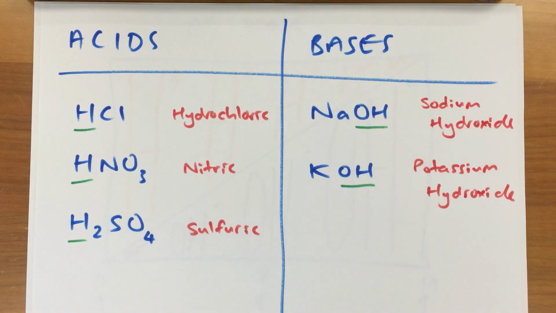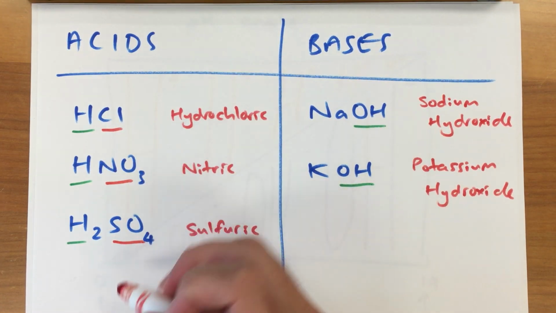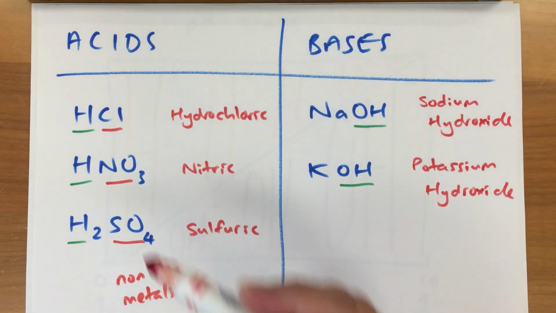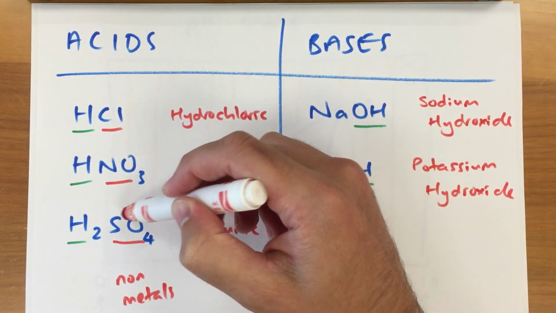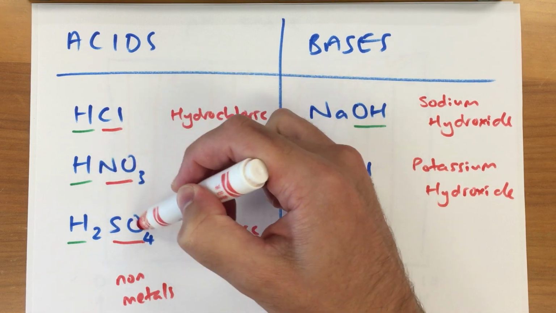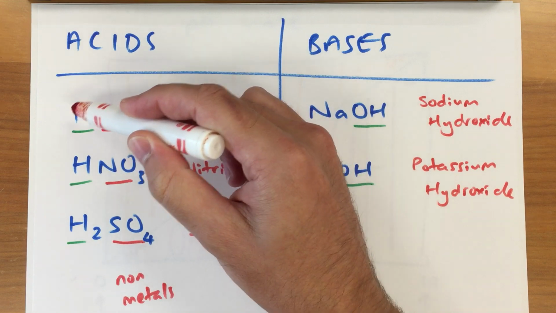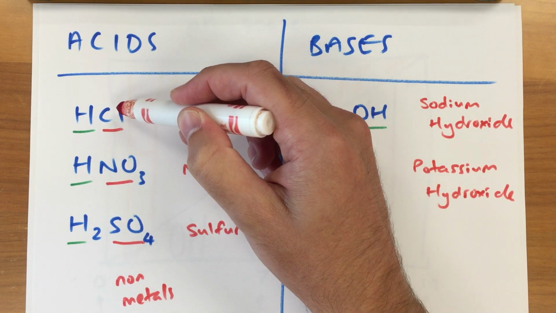The other thing you can see about acids is that these groups here are all made of non-metals. So an acid is an H bonded to a non-metal or a non-metal group. Those are groups, they're polyatomic ions. It's an S with 4 O's and an N with 3 O's. So an acid is an H bonded to a non-metal or non-metal group.